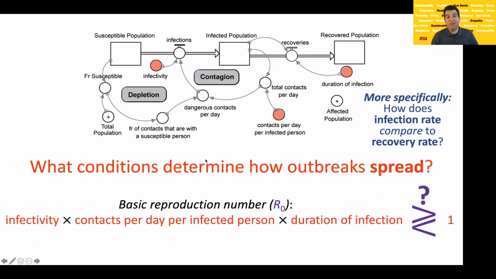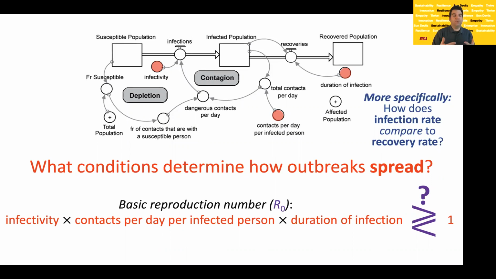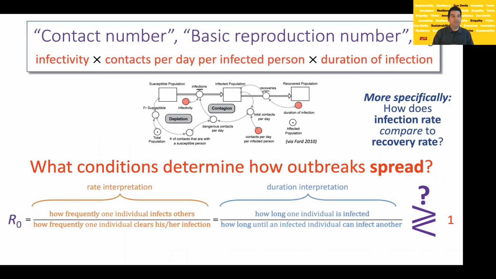And that is something you've probably heard about in the movies, the so-called basic reproduction number, or R naught. And that R naught is something that usually you hear people comparing to 1. You can interpret this R naught, on the rate side, as sort of how frequently an individual infects others divided by how frequently they clear their infection. So it's sort of a proportion of the clearance rate that the infection rate is.